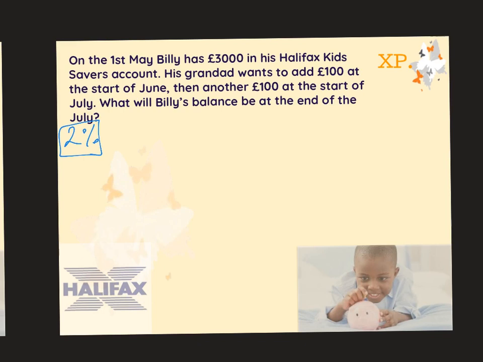At the end of the first month, when he's got £3,000, times that by 0.02, divide it by 12 to get your monthly interest. So at the end of May, he's going to have £5 interest added. So the 3,000 times 0.02 would be the £60, and then we're just dividing it by 12. So I've just tried to be more efficient, but making sure you're still showing all your working out.